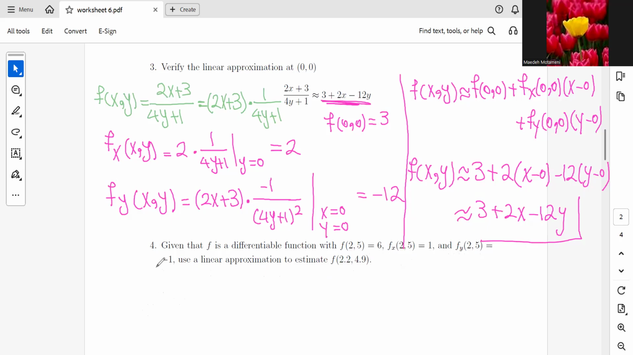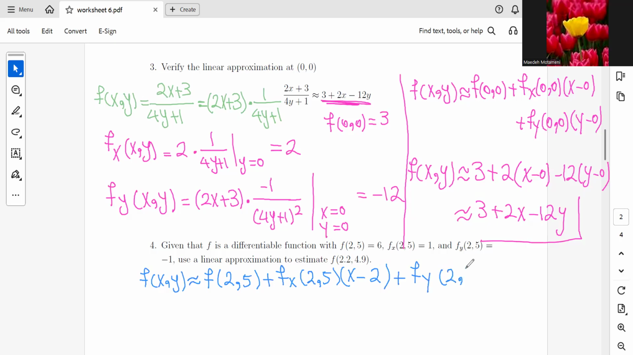So following the formula for linear approximation, f of x and y will be f of the point plus the partial derivative at that point times x minus x sub 0, which is 2 here, plus the partial derivative with respect to y of the point times y minus y sub 0, which is 5 here.